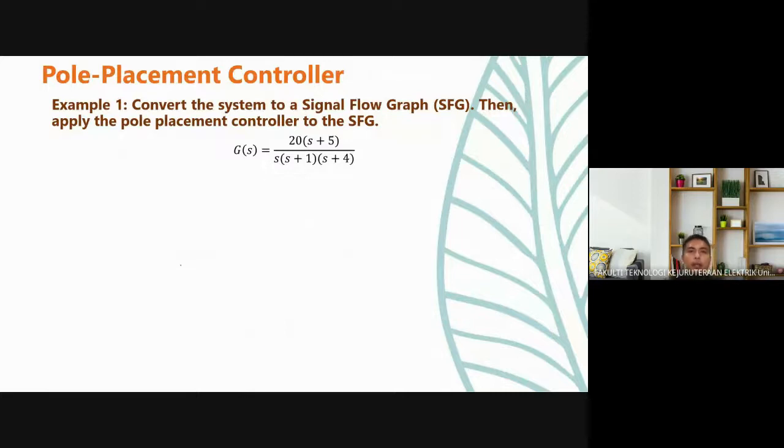Alright, so for the example: convert the system to a signal flow graph. Then apply the pole placement controller to the signal flow graph.